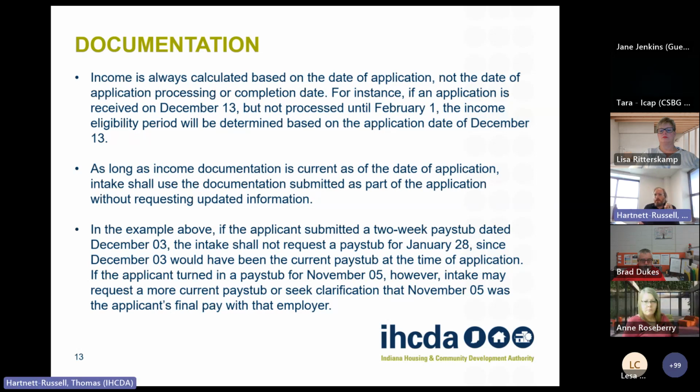What should be happening, though, just to be sure that you are not overcounting income, is you should be clarifying, since you turned in a pay stub for a month before you applied, is this your last pay stub, or are you still working there? That can just be a conversation. That doesn't have to be requesting additional documentation. I did misspeak there because, like I said, I tried to reduce wordiness. Does that make sense? Yes. Okay. Cool.